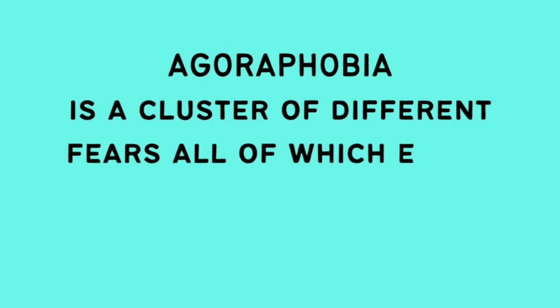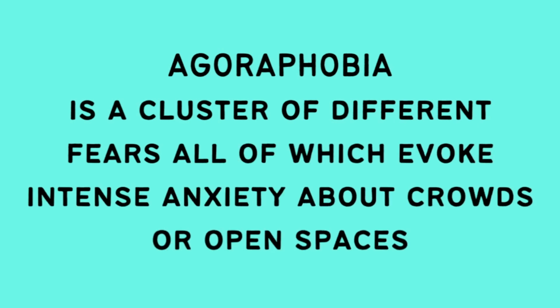The last kind of phobia is agoraphobia. Now, agoraphobia is a cluster of different fears, all of which evoke intense anxiety about crowds or open spaces. So crowds could be supermarkets, malls, fish market, even movie theaters, maybe even stations, airports, bus stops with a lot of crowd. And closed spaces could be elevators, tunnels. This tends to occur in teenagers and even in early adulthood, like young adults. But that does not mean that it won't happen later in life.